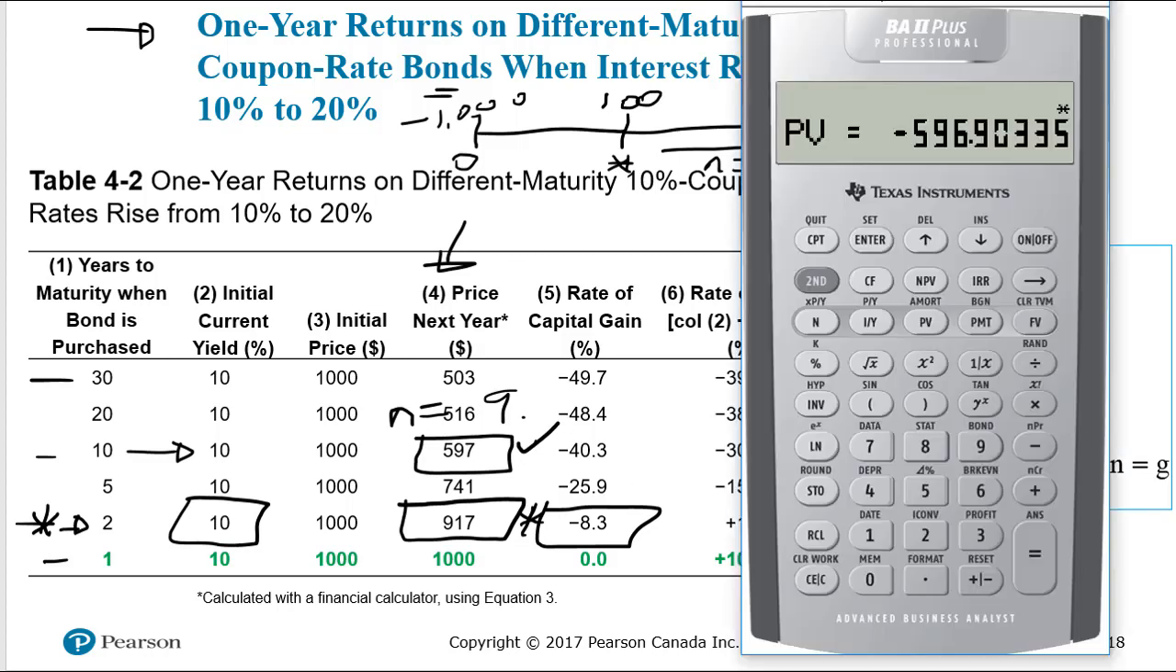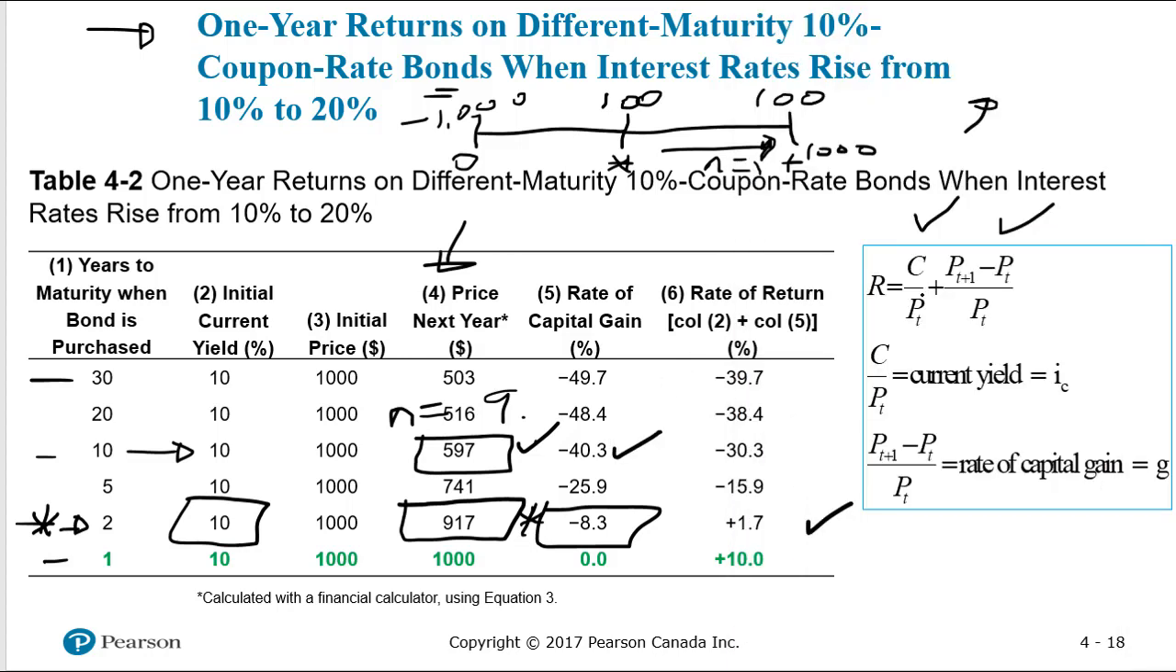Okay. So again, same thing. If we do 597 ending price minus our beginning price of 1,000, divided by our beginning price of 1,000, and multiply that by 100, you can see that we have got a capital loss of negative 40.3%. And so again, to calculate the return, the current yield of 10% plus negative 40.3, we get negative 30.3 for our rate of return.